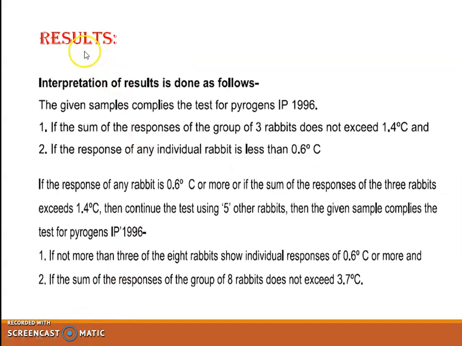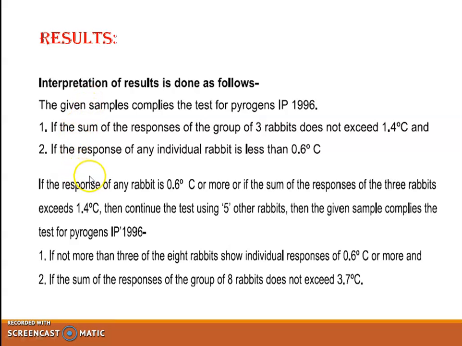Now results. How are we going to interpret this result? The given sample complies with the test of pyrogen IP 1996 if, first case, the sum of responses of the group of 3 rabbits does not exceed 1.4 degrees Celsius, and second, if the response of any individual rabbit is less than 0.6 degrees Celsius. Then you can say that water for injection passes the test of pyrogen.